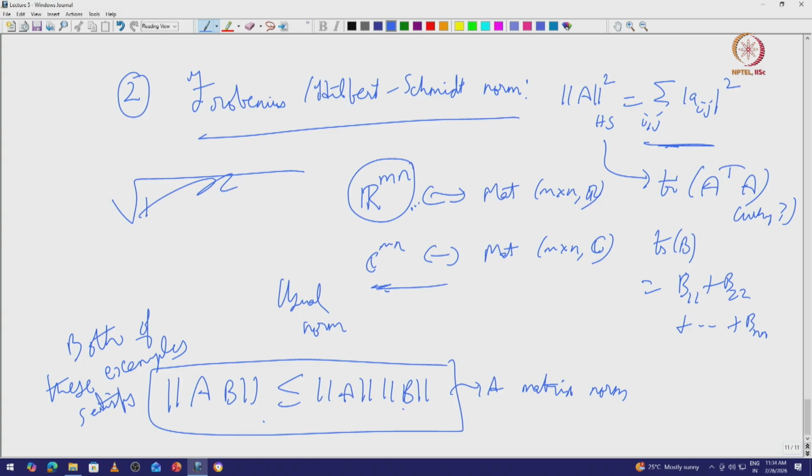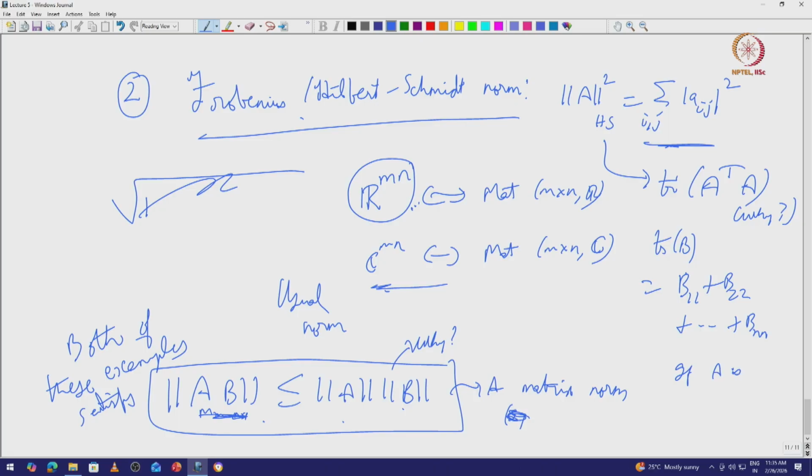Let's say we are dealing with square matrices. But even if we are not, both of these examples satisfy this property, even for m by n matrices, as long as A is m by n and B is n by p. Both of these make sense for general m by n matrices. Why is this true, by the way? Please do this as an exercise. This ought to have been covered in your linear algebra course, but this is a very crucial property.